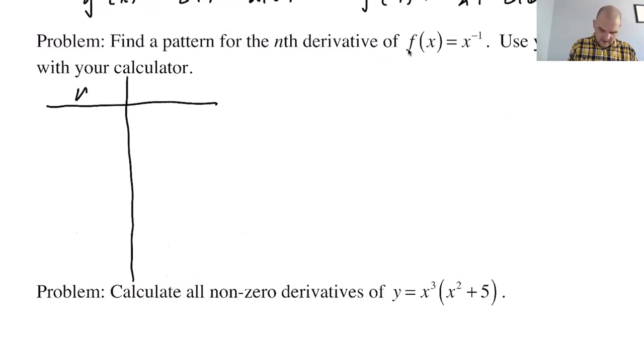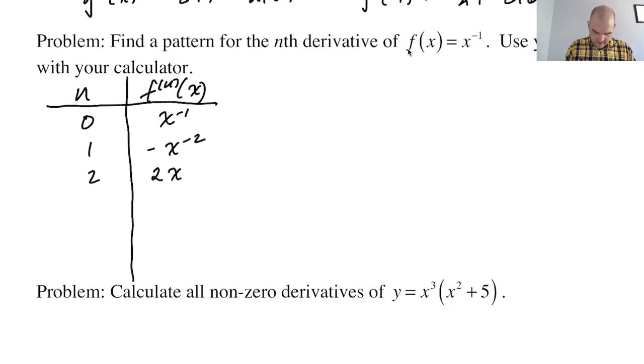Okay, it's going to be n and then f_n of x. So n is the order of the derivative. So the 0th derivative is the original function, which is kind of weird, but that's a thing. The 0th derivative is the original function because you haven't applied a derivative yet. So how many times have you taken the derivative? 0 times. It's the 0th derivative. First derivative, negative x to the negative 2nd. Second derivative, 2x to the negative 3.